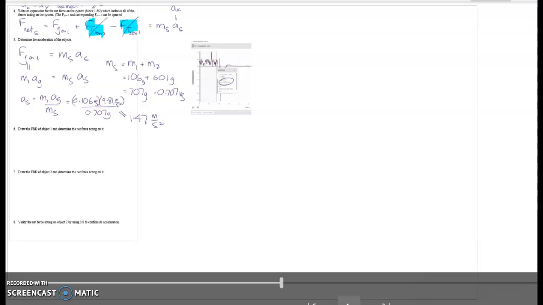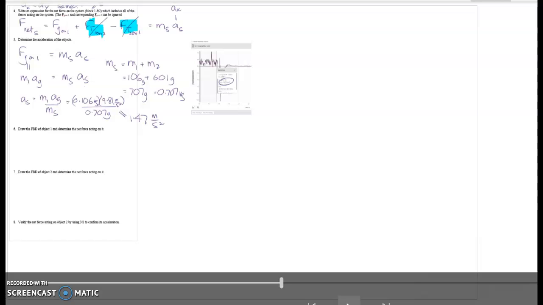Be careful when you're calculating the weight of an object. It's the mass of the object times the acceleration due to gravity. The acceleration due to gravity is 10. It's very easy to confuse the acceleration due to gravity and the acceleration of the system.